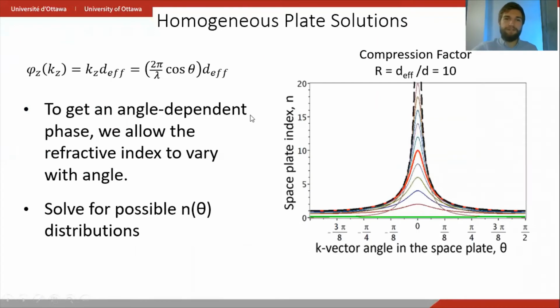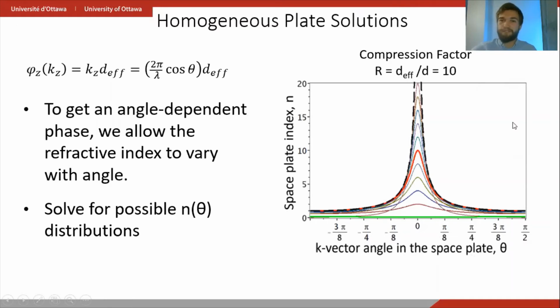Since the phase accumulation is a function of angle, that necessitates an angle-dependent refractive index. And the solutions to that are plotted here, the index of refraction as a function of the k-vector angle within the spaceplate in radians.